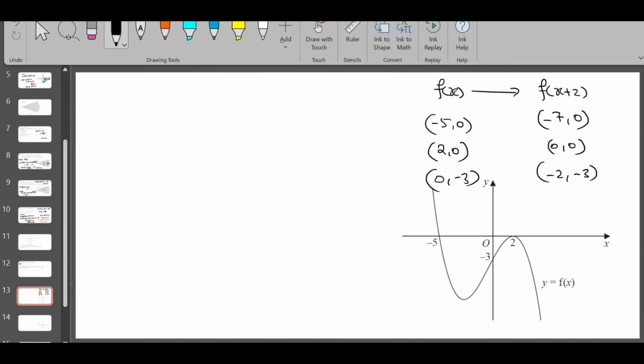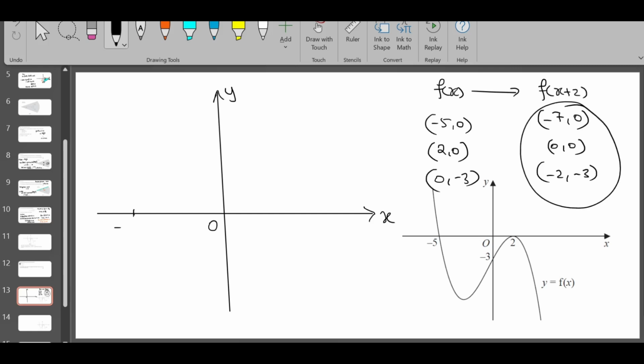That's one method. So I'm going to sketch the y-axis, x-axis. First, before you sketch the graph, always label the axis and the origin first. Plot these points.